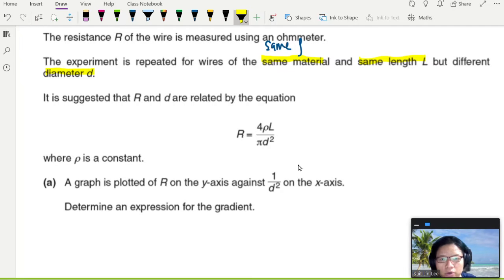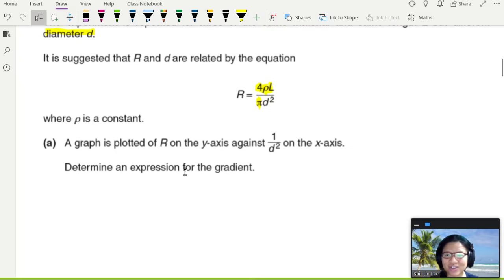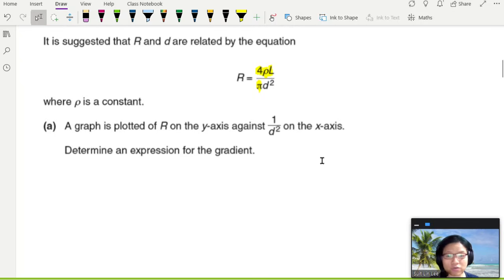So we have same. Okay, I'm going to highlight all the constants. Resistivity is constant, L is constant, 4 is constant, pi is constant. Wonderful. So we already identified our variable. We will take wires of different diameters and measure the resistance. Not we, they took already. So a graph is plotted on the y-axis of R against 1 over d square. Determine an expression for the gradient.